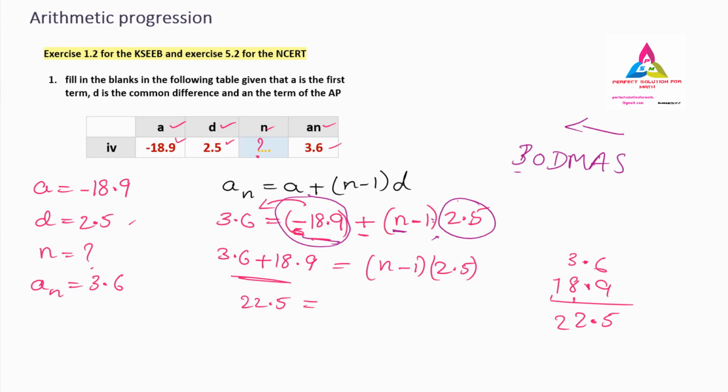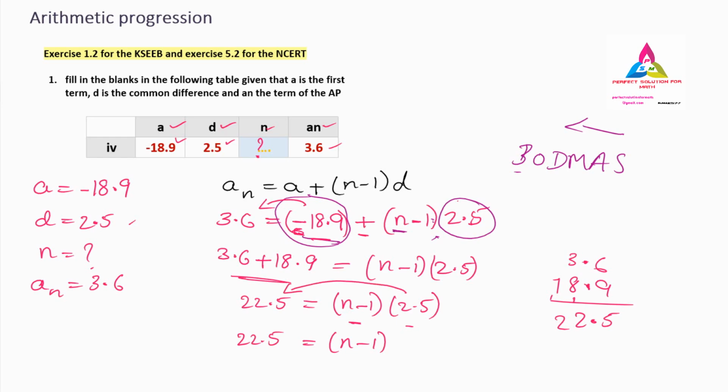Then here what you have, n minus 1 into 2.5, keep it as it is. Now unknown thing for us is again n only, so this 2.5 I can shift. So 22.5, here it will remain n minus 1. What will happen if I shift this 2.5 to the other side?